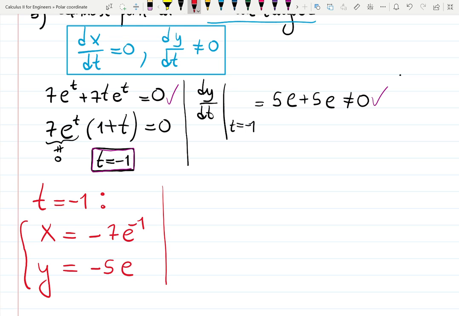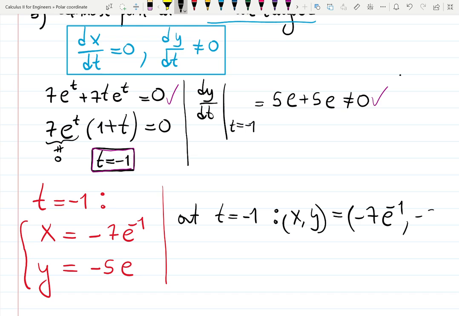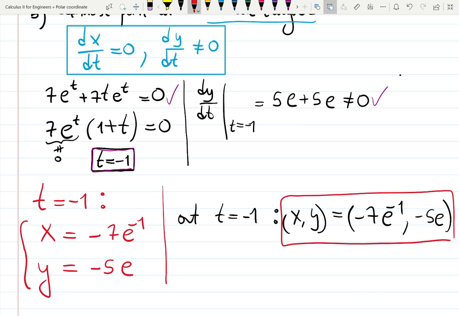Then the answer will be at t equals minus 1, I will have a pair x comma y, which is at the point minus 7e to the minus 1, minus 5e. That is the answer. At this point we can see there's a vertical tangent.